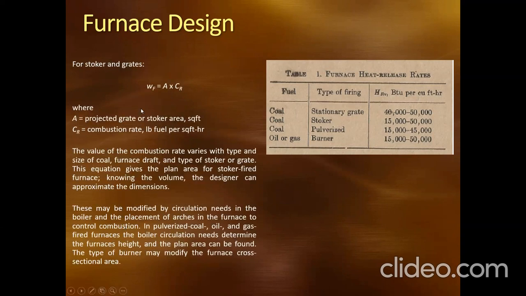So, for a stoker in grades, WF is equal to A times CR. A is the projected grade or stoker area. CR is equal to combustion rate, pounds per square foot per hour. So, the value of combustion rate varies with type and size of coal, furnace depth, and type of stoker or grade. This equation gives the plan area for a stoker-fired furnace. Knowing the volume, the designer can approximate the dimension. This may be modified by circulation needs in the boiler and the placement of access in the furnace to control combustion. In pulverized coal, oil, and gas fired furnaces, the boiler circulation needs determine the furnace height, and the plan area can be found. The type of boiler may modify the furnace cross-sectional area.